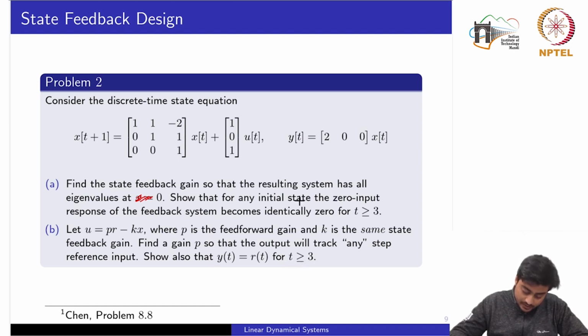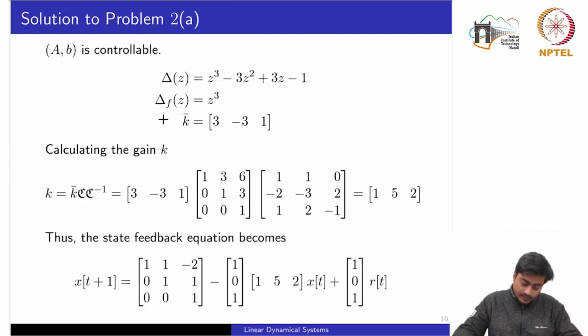So first we'll take up the first part for placing the eigenvalues at 0. Note that here you can compute the eigenvalues of the A matrix since it is an upper triangular matrix. So all the eigenvalues are located at 1. And we know that it is an unstable system because it is a discrete time system.